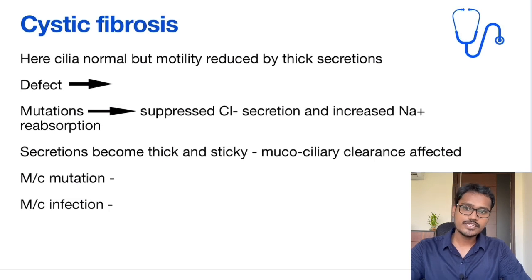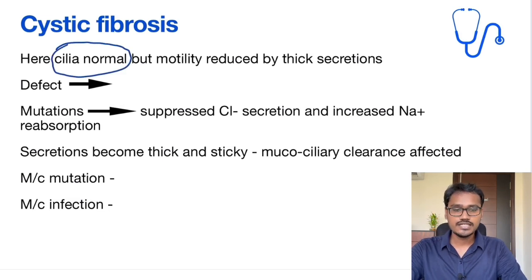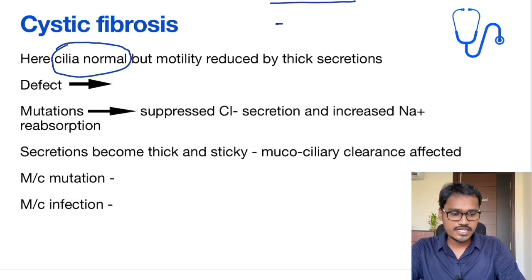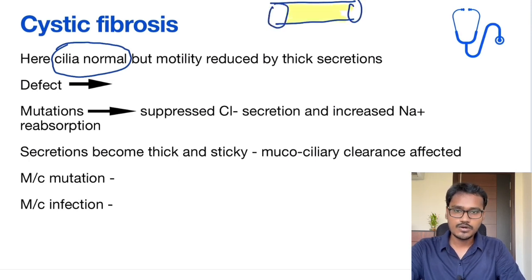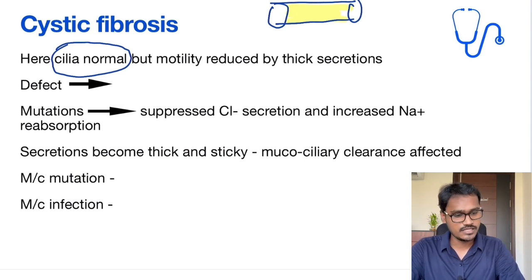The difference between primary ciliary dyskinesia and cystic fibrosis is that in this disease the cilia are completely normal, functioning normally. But what is the issue here? The airway, the respiratory tract, is completely blocked with thick secretions. Obviously, if the secretions are thick, the ciliary movement cannot happen properly. So the motility is reduced because of thick secretion, not because of defective cilia. Ciliary defect is seen in primary ciliary dyskinesia.